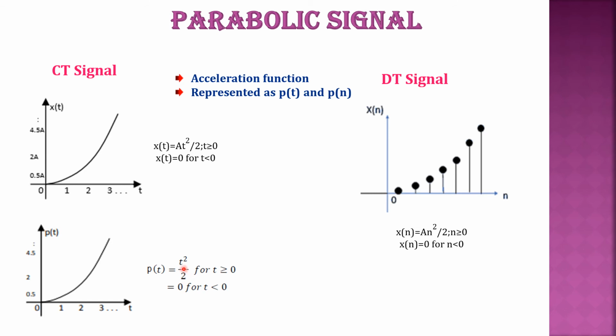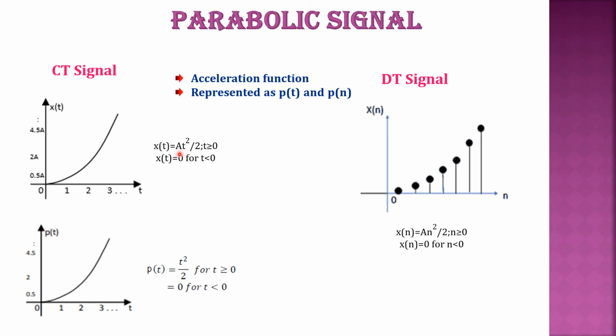When t is equal to 2, t square is 4, by 2. So at t is equal to 2, what is p of t value? P of t value is 2. Okay. At t is equal to 3, 3 square is 9, 9 by 2 is 4.5. At 3, what is the value? 4.5. Correct? So this is how you write the equation for a parabolic signal.